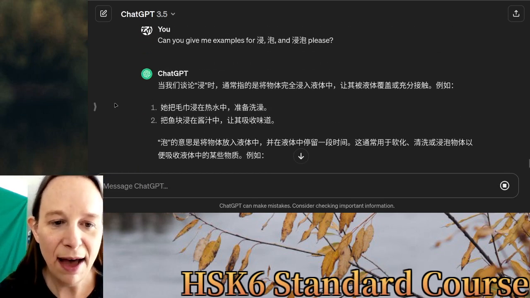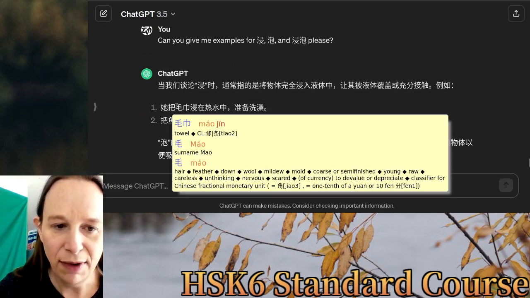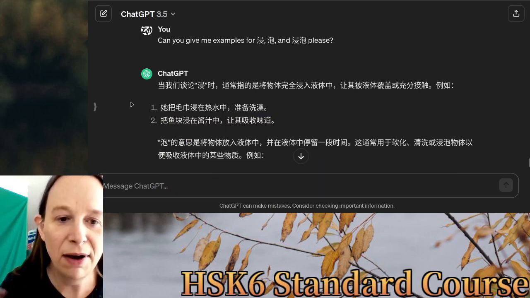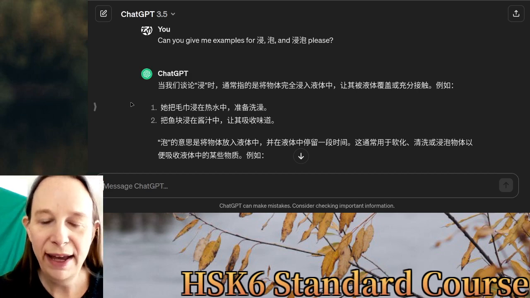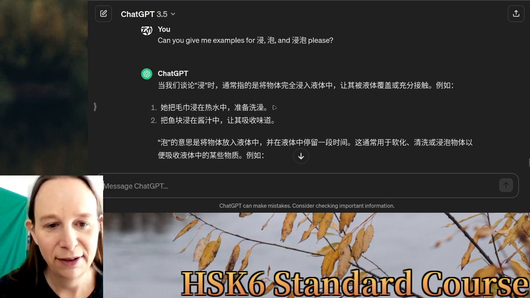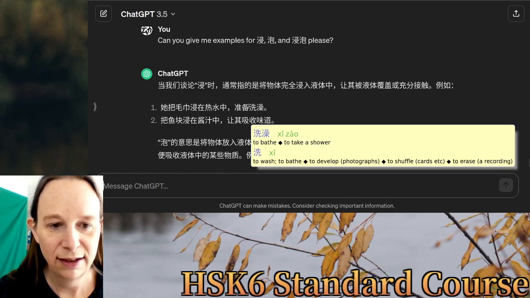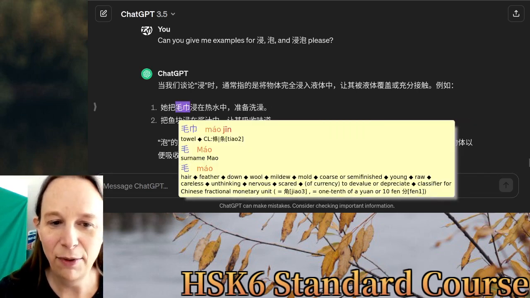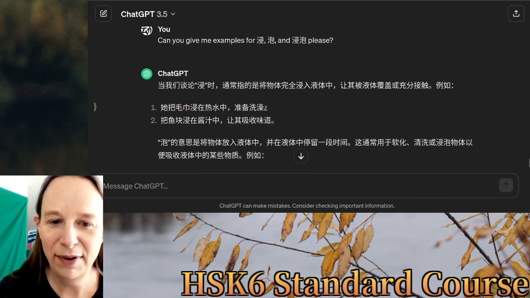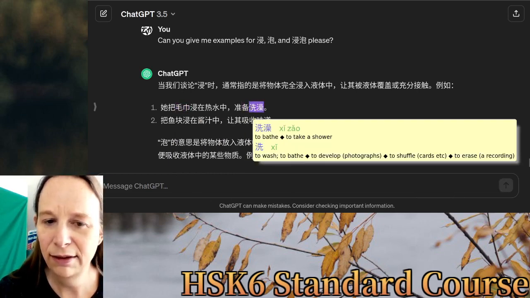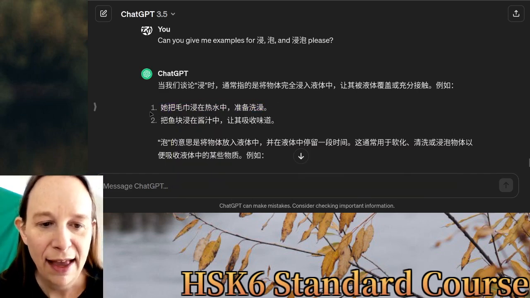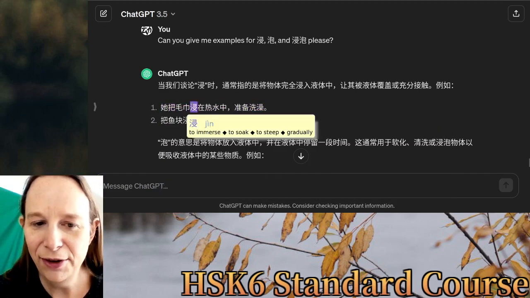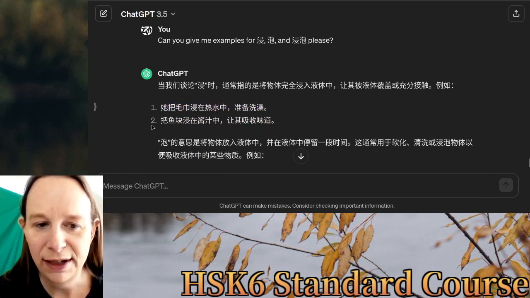Okay, 他把毛巾浸在热水中,准备洗澡. Okay, I don't understand the connection of why she is soaking the towel in preparation for a bath. Maybe she needs a wet towel for her bath for some reason. Okay, so she's soaking the towel in hot water.